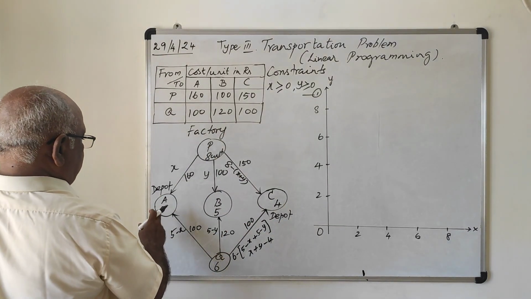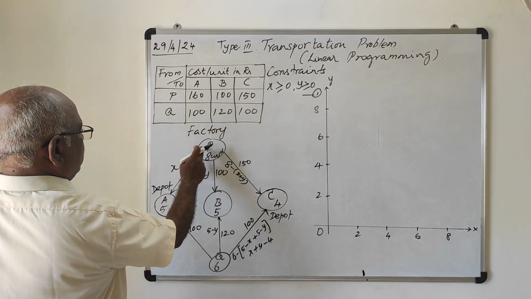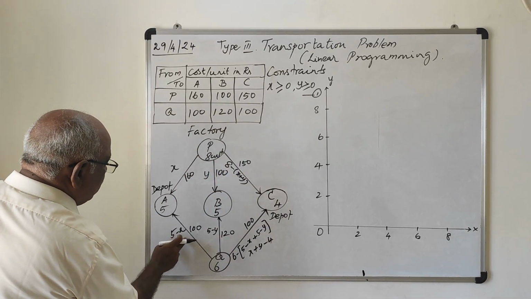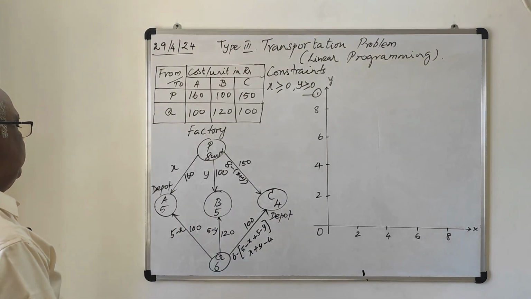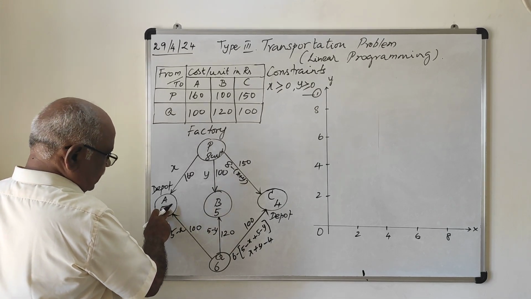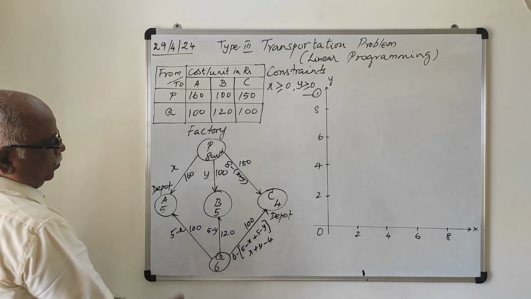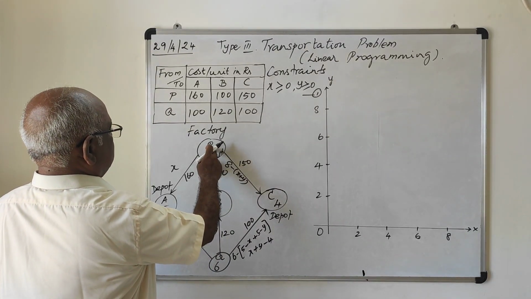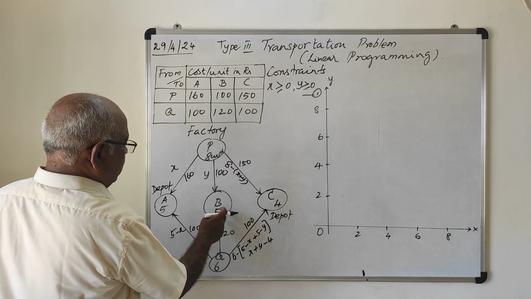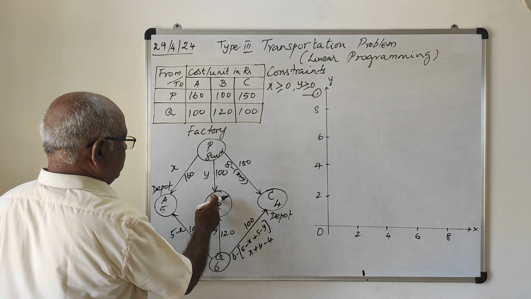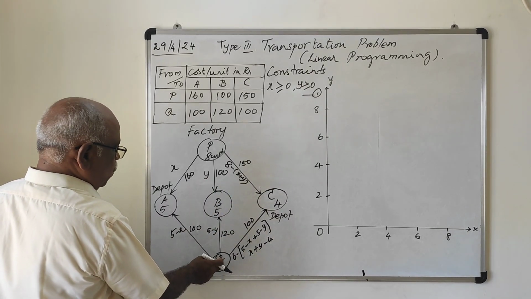Since the capacity of the depot A is 5 units and x units are transported from the factory P, the remaining 5 minus x units are transported from the factory Q to the depot A. Similarly, y units of commodity are transported from P to B, so the remaining 5 minus y units are transported from Q to the depot B, because the capacity of B is also 5 units.